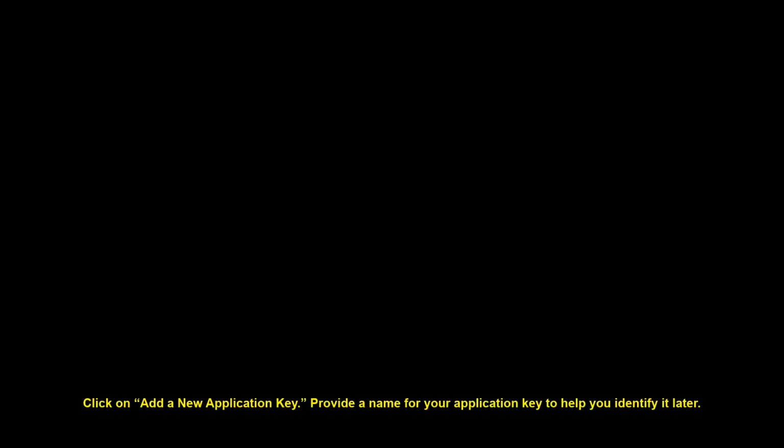Click on Add a new application key. Provide a name for your application key to help you identify it later. Select the bucket you just created to restrict access for this key. Click on Create Key to generate your application key. Note down the key ID and application key, as you will need them for authentication.